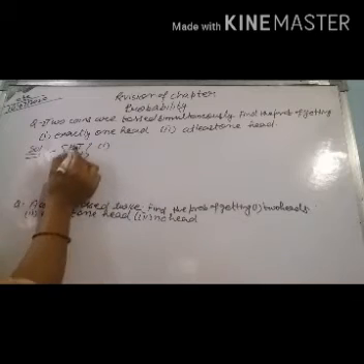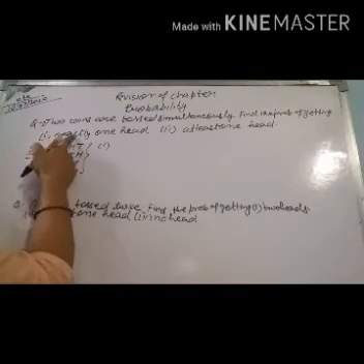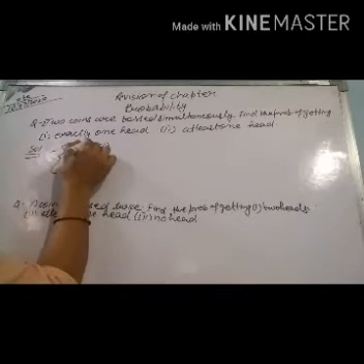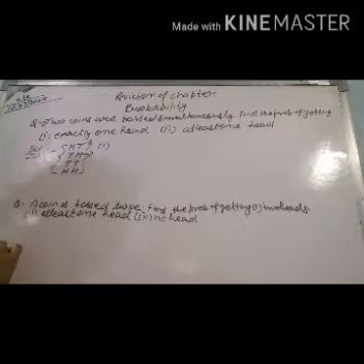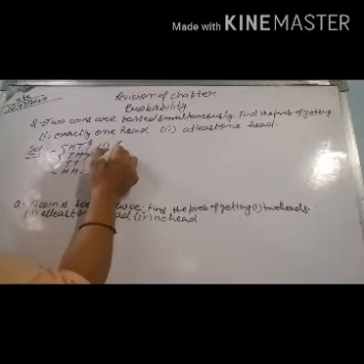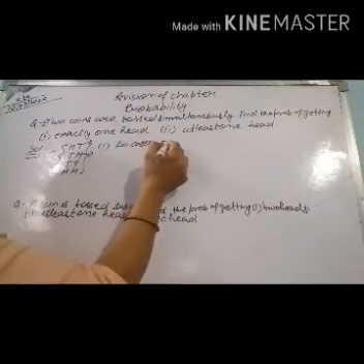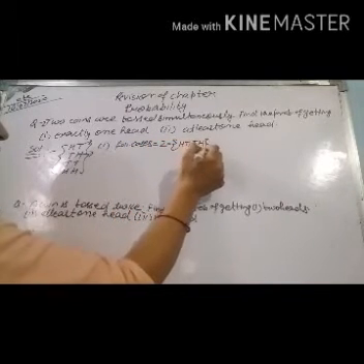exactly one head. Out of these total cases, check in how many cases we have exactly one head. Here is exactly one head and here is also exactly one head. It means the cases in which we have exactly one head are in our favor. So we can say that these are favorable cases. So favorable cases is equal to 2. Which cases are favorable? HT and TH.